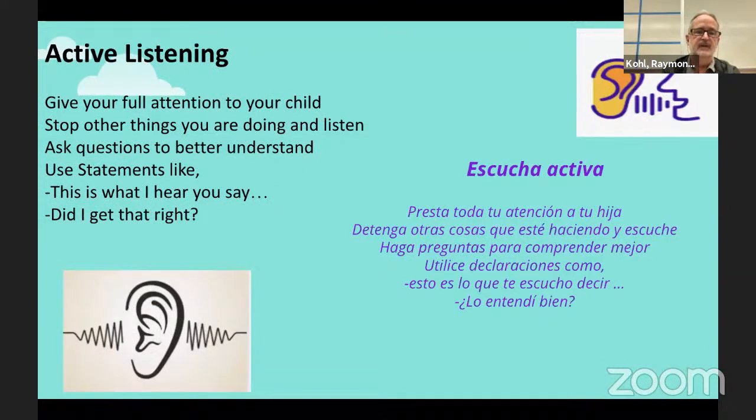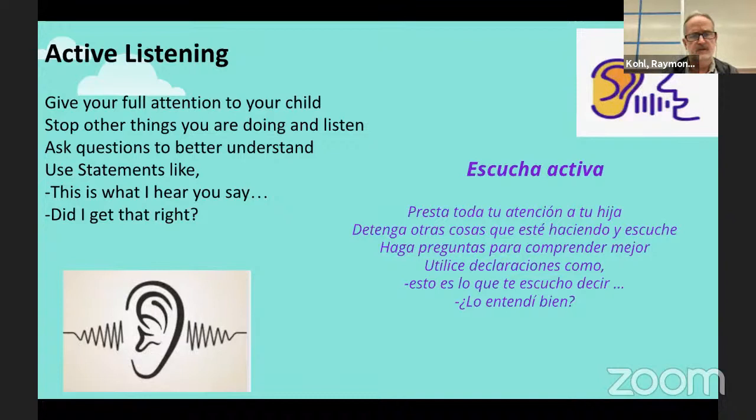Active listening. I like to talk about active listening after mindfulness because, again, I feel that mindfulness sets a foundation for active listening. We need to be in the here and now. We need to be present to do active listening. So when you are talking with your children, give your full attention to your child.